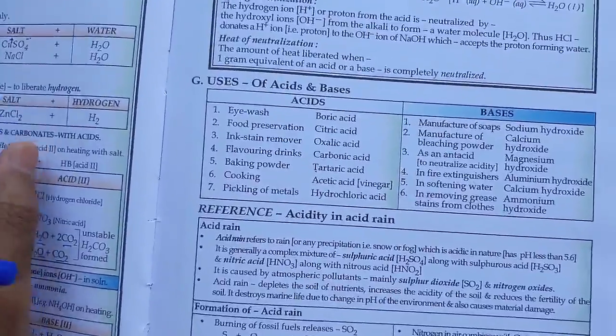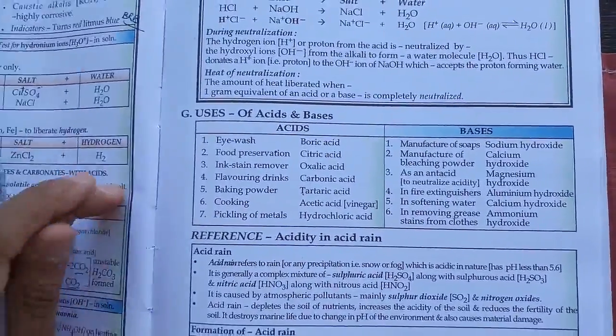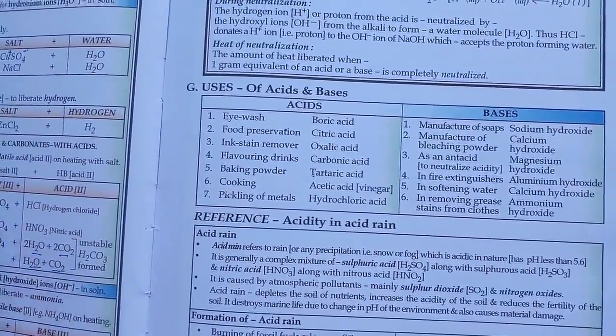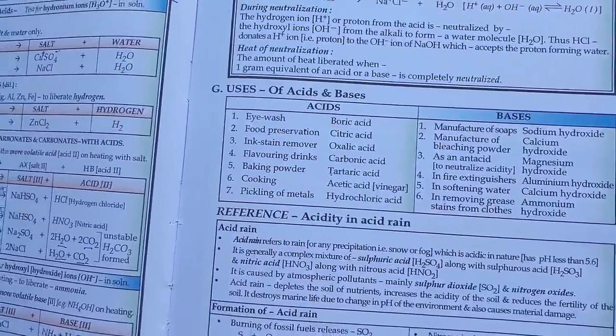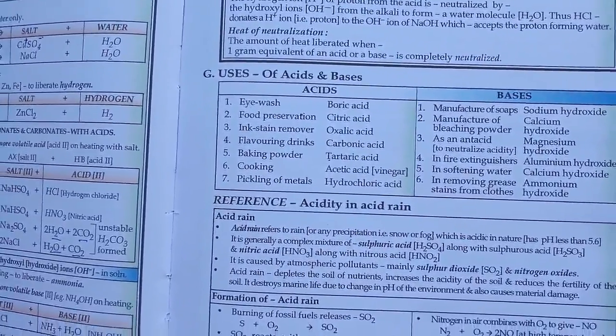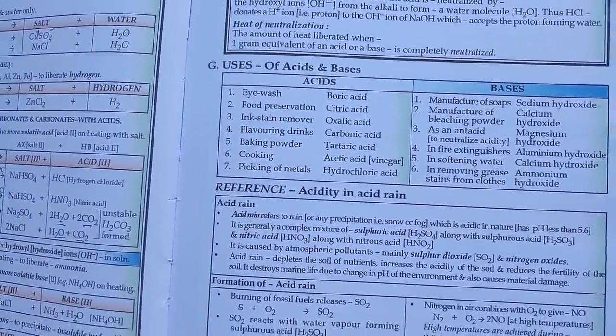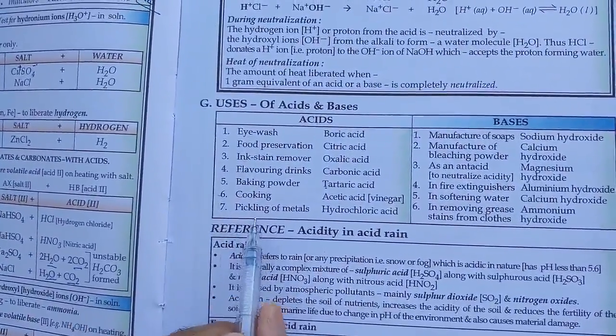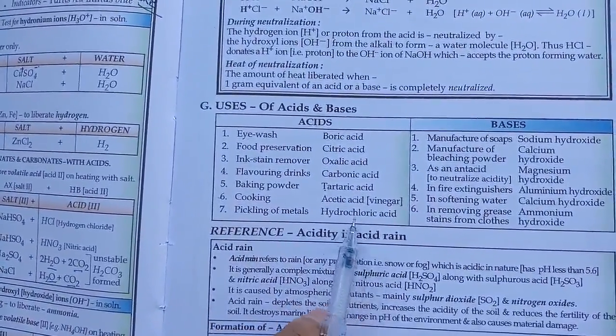For cooking, we use acetic acid, vinegar. Sometimes if you go to a hotel, you may come across small onions dipped in vinegar. They generally provide it in place of pickle. This is a way of preserving, right? Pickling of metals, we use hydrochloric acid.